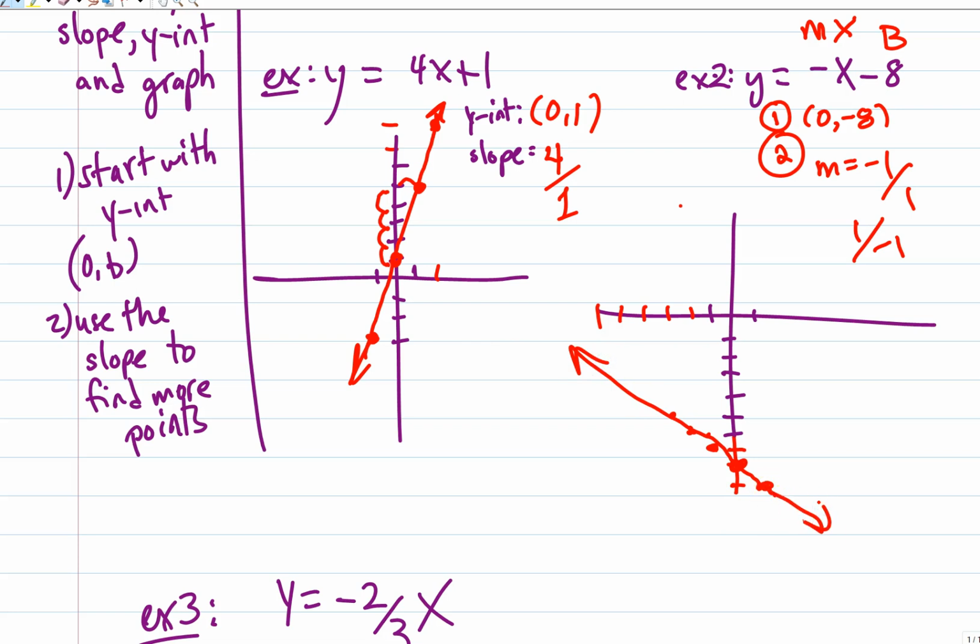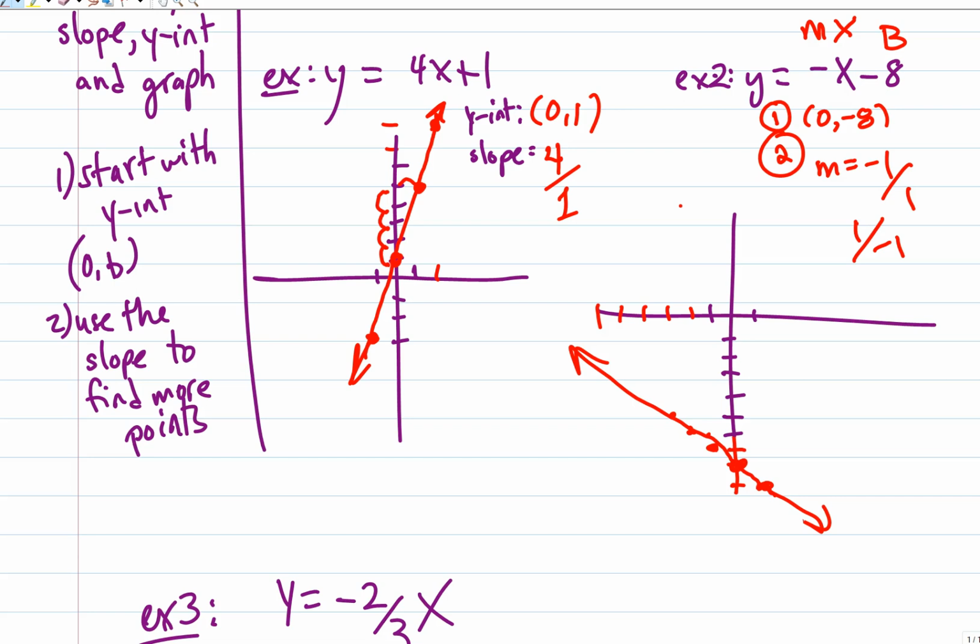Was that faster than making a table? I think so. In fact, we just found 4 points like that. I just found 0, -8, 1, -9, -1, -7, -2, -6. That was quick. That's way quicker than having to plug it in algebraically, right?